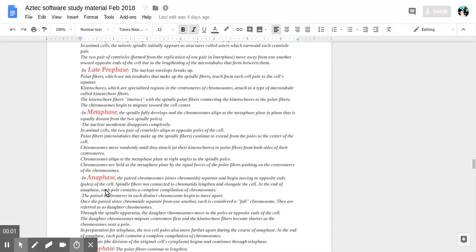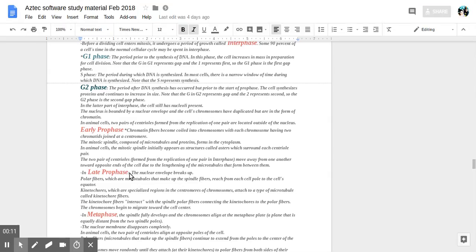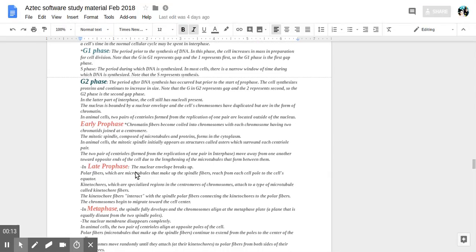Hello, we're continuing with life science and cell biology in a nutshell. We're learning about the steps of cell division, or the phases. So we learned that G1, gap phase 1, is the very beginning of cell division. So the cell increases in mass in preparation for cell division. Right after G1, you have the S phase, which is the synthesis phase where DNA is synthesized.